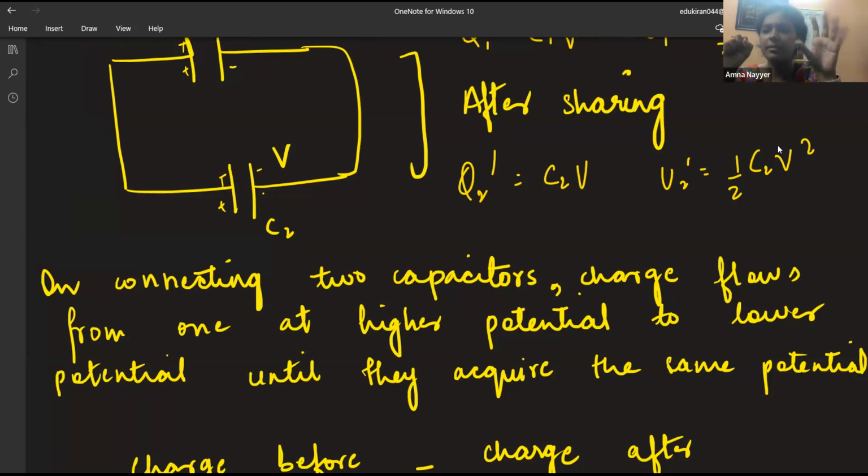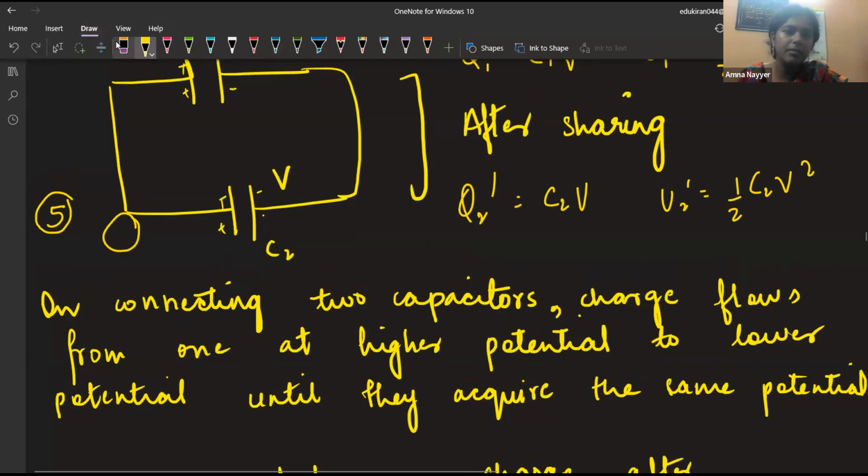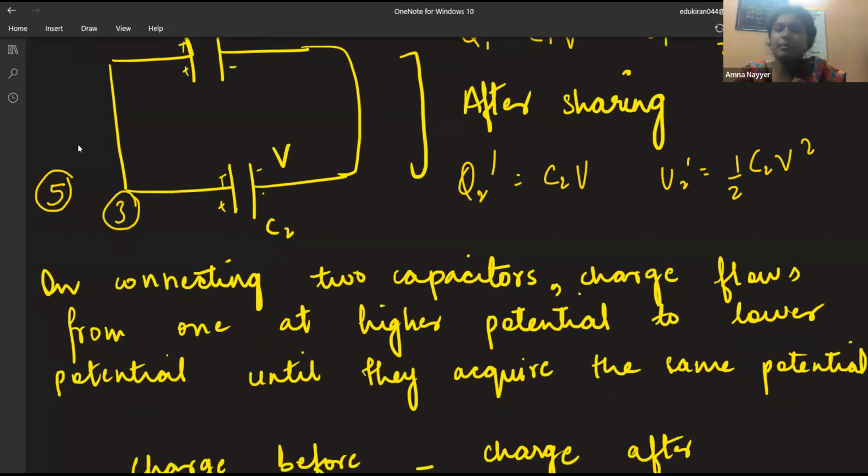Let's say, just take a random example, I'm having 5 toffees over here and here I'm having 3 toffees. If I move one toffee from here to here, what will happen? I'm taking one from five, it will become four. I am putting this into three, this will also become four. The same amount of toffees has been acquired now. This is what happens when you are sharing capacitors or two conductors. One has the higher potential, another has the lower potential. Charges move from the higher to lower till the time they acquire the same potential.